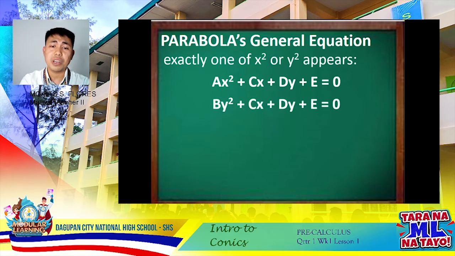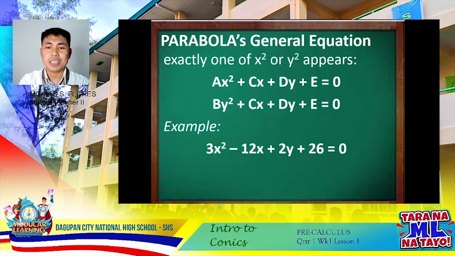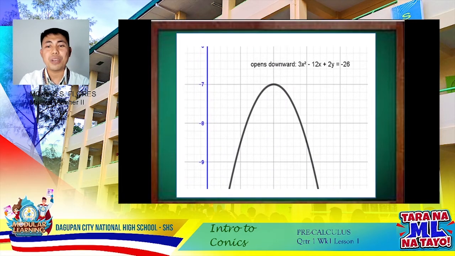On the other hand, we have another formula, by squared plus cx plus dy plus e equals 0. This time your variable y is in the second degree, so it opens either to the right or to the left. We have here an example: 3x squared minus 12x plus 2y plus 26 equals 0. Could you guess where this parabola opens? You're right. The parabola opens downward because the variable x is in the second degree. Again, don't worry, because in our succeeding lessons we will discuss how to graph a parabola.